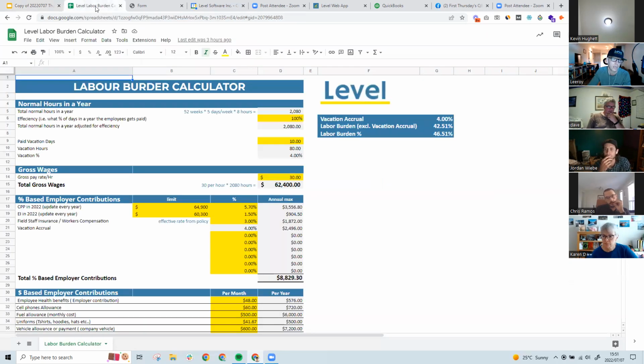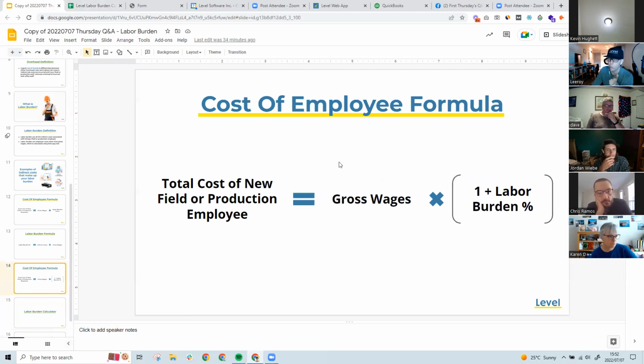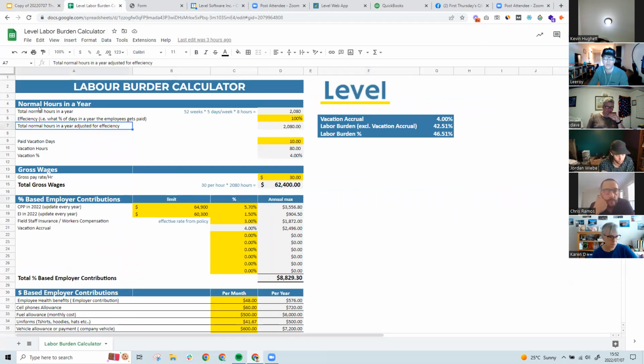But basically, when we come to this labor burden calculator, I want you to remember the formula that I showed you earlier. Effectively what we need to do is define what gross wages are. The first thing we need to define is what are the gross wages we pay an employee. To calculate that, you need to look at the total hours in a year that an employee could work at 100% capacity. When an employee works every single day, what is the most that I could pay them?